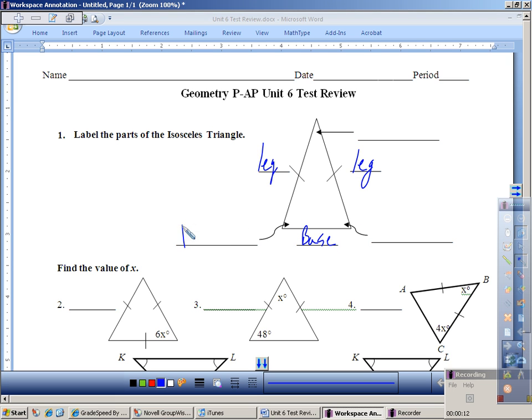And then we have the base angles, and then we have the vertex angle. So the two congruent parts are the legs, the odd one is the base. We then have the base angles, which are the two congruent angles, and the vertex angle.